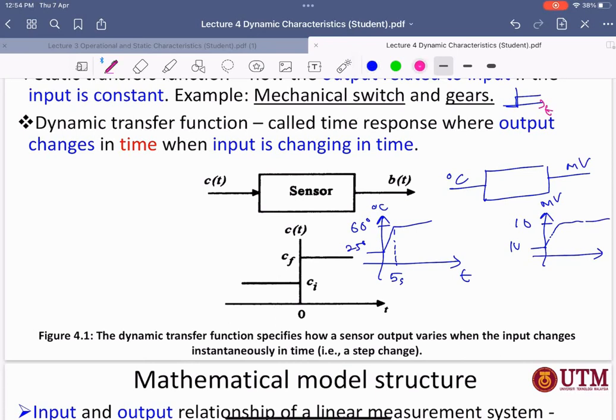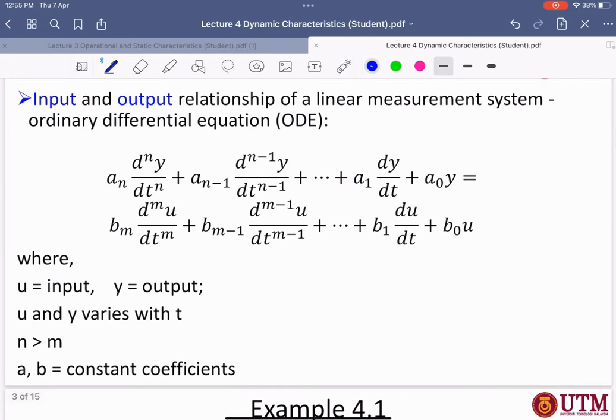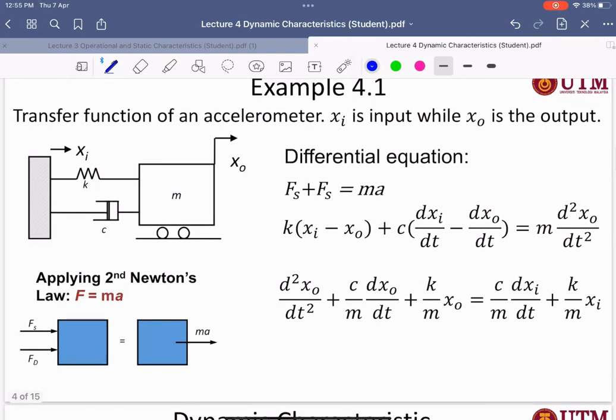It needs time, the rise time. So this is the behavior that we want to look at on the sensor. When we talk about the dynamic relationship between output and input, we derive some empirical model, so we can look at what order it is by looking at the n value and so on. Okay, example 4.1. Have you learned about the control engineering subject? Have you taken the control engineering subject, guys?